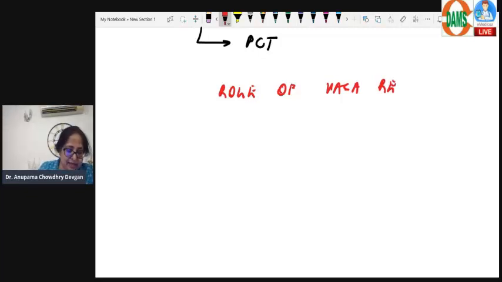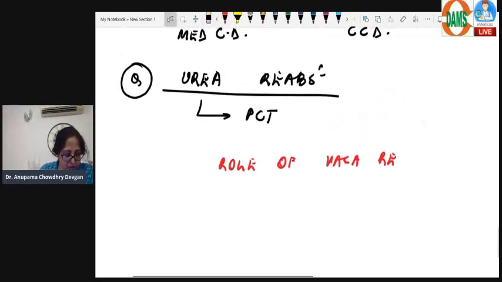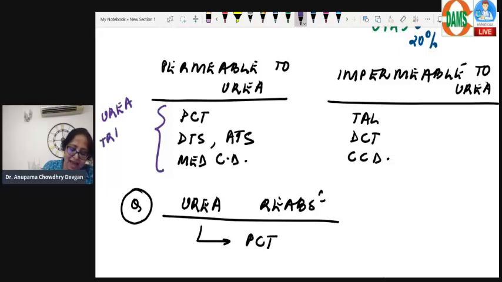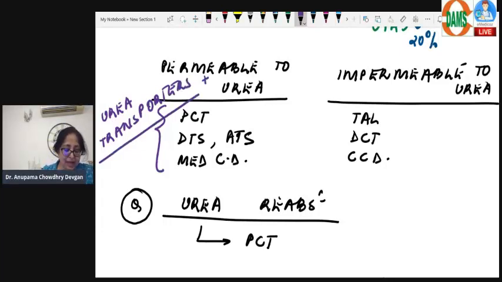It is via urea transporters, facilitated diffusion. When I say permeable to urea, it means they have the presence of urea transporters. That is how they are permeable. Permeable to urea means urea transporters are present. Urea carrier proteins for movement of urea. Thick ascending limb, ascending thin segment.